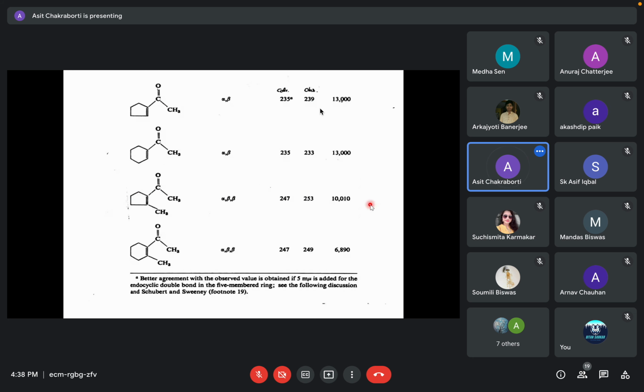Let me first show you, you can use UV to determine the stereochemistry. Now, these are enones, right? Five-membered and six-membered. The only thing is that this enone is not entirely part of the cyclic molecule. These are called cycloalkene derivatives: acetyl cyclopentene or acetyl cyclohexene.